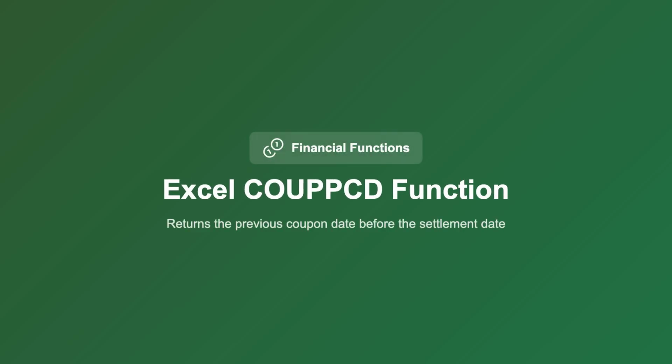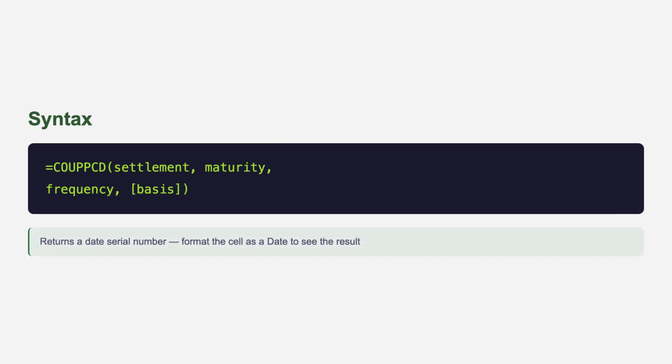Excel COUPPCD function. This function returns the previous coupon date before the settlement date. The PCD in the name stands for previous coupon date. The syntax is COUPPCD with parameters settlement, maturity, frequency, and an optional basis. Like COUPPNCD, this function returns a date serial number, so format the result cell as a date.